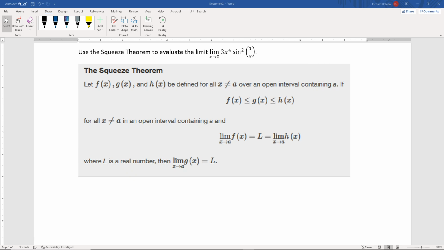In this video, we'll go over an example of using the squeeze theorem to evaluate a limit. In this case, we're trying to find the limit as x approaches 0 of 3x to the fourth times sine squared of 1 over x.